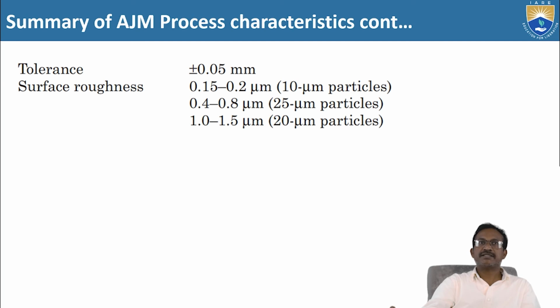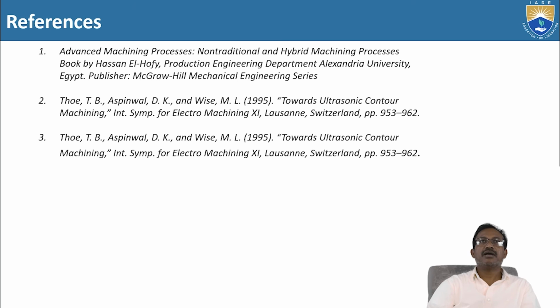Summary of AJM process characteristics. Last stage, it is very much important regarding tolerance. We have to look at it: plus or minus 0.05 mm. Very close tolerances are achieved. Regarding surface roughness, 0.15 to 0.2 microns, the particle size is 10 microns. For surface roughness 0.4 to 0.8 microns, 25 micron particle sizes we have to choose. For 1 to 1.5 microns surface roughness, 20 micron particle size, again we have to choose. These are the references.